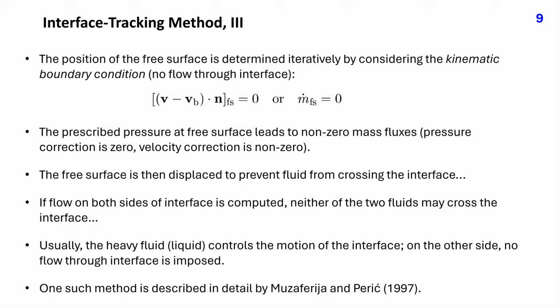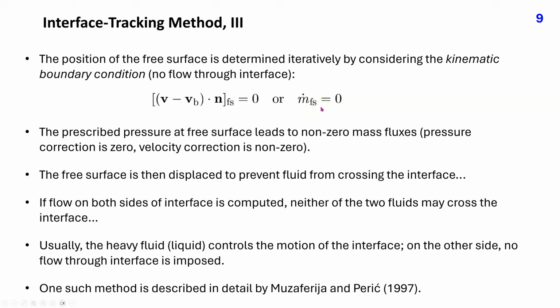The position of the free surface is determined iteratively by considering the kinematic boundary condition, that is, no flow through the interface, which can be expressed as follows. The prescribed pressure at the free surface leads to non-zero mass fluxes through boundary cell faces. When pressure is specified, pressure correction is zero and velocity correction is non-zero. Therefore, the boundary must be displaced to prevent fluid from crossing the interface.